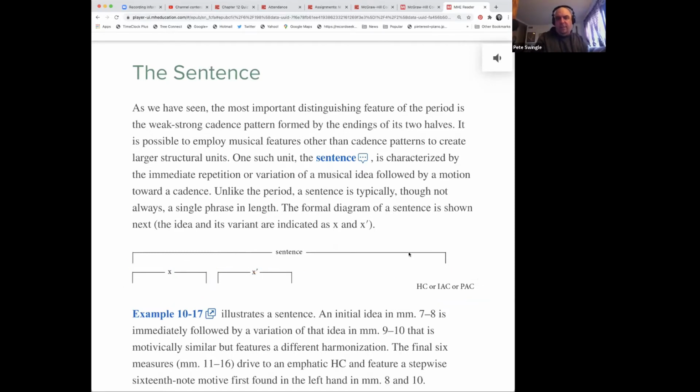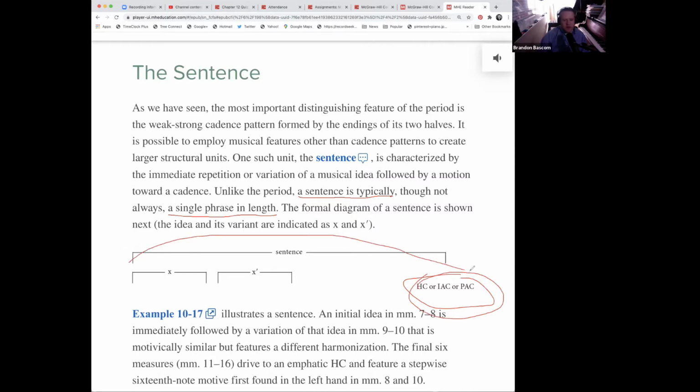Correct. Well, let me rephrase that. Let me change what you said. We would have a cadence at the end of the phrase. And I want to go back to this part of the definition, which says a sentence is typically, though not always, a single phrase in length. So yes, you will have a cadence at the end of the phrase. Typically, this is one phrase.